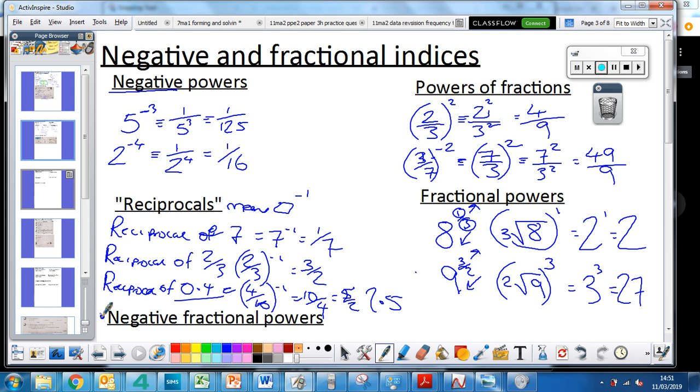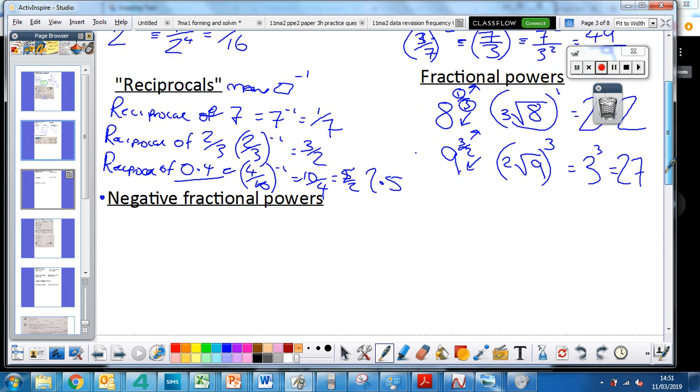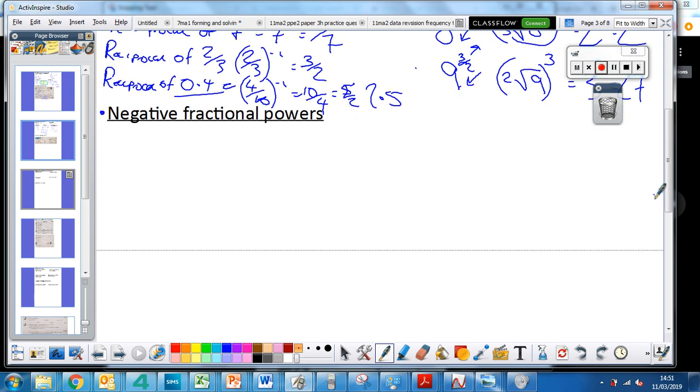revision, negative fractional powers. So, let's take a look at some examples of those. Negative fractional powers. Let's start with something simple. 16 to the minus 1/2. You're having to combine 2 separate rules together here. 1 dealing with negative powers, and 2 dealing with fractional powers.